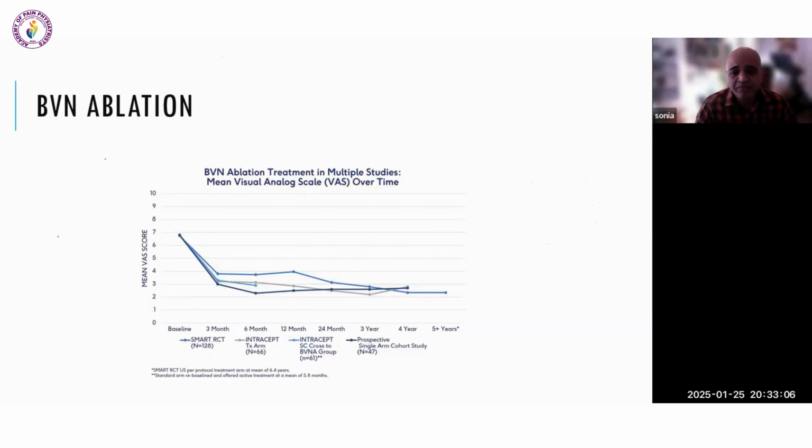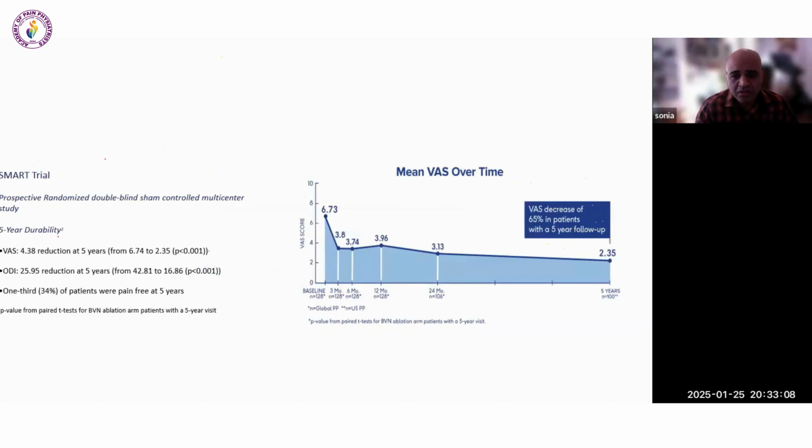So you can do the next slide. So this is the improvement. There are various studies going on. This is the SMART trial that is going on, which is looking at the VAS, the visual analog scale, as well as the Oswestry Disability Index.